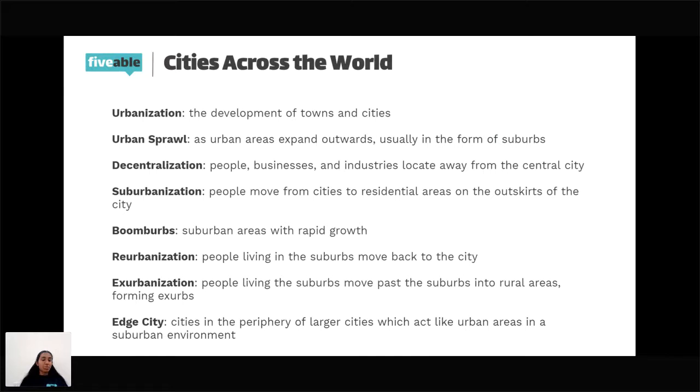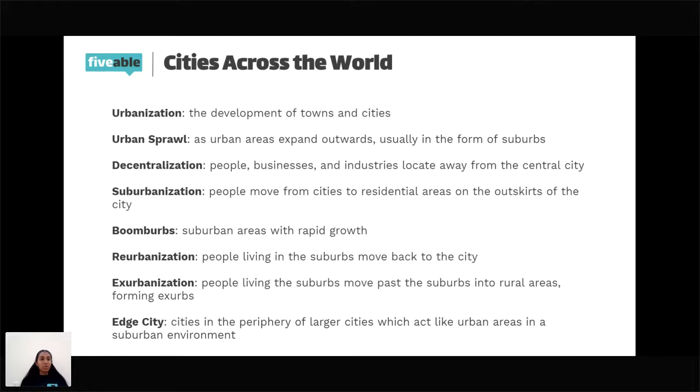So people move from cities to these residential areas that are in the outskirts of cities. So these suburbs usually have bigger houses and more land and more greenery. And along with suburbs come boomburbs, which is another new term that College Board wants you to know. And these are suburban areas with rapid growth.